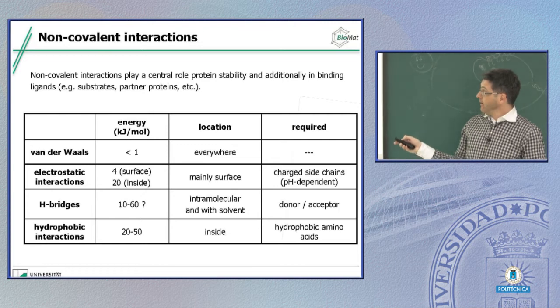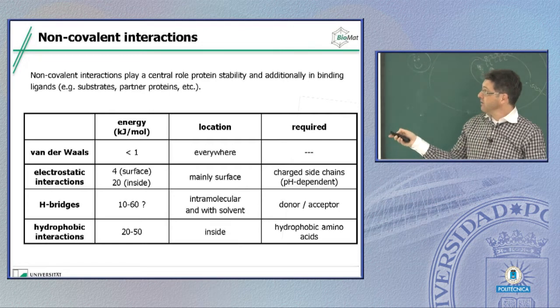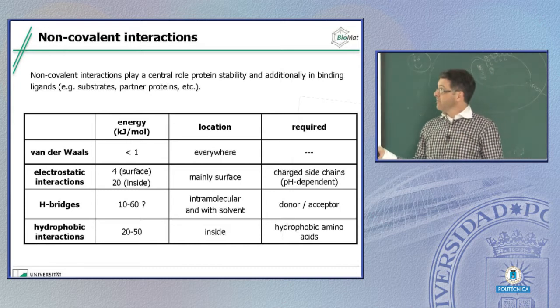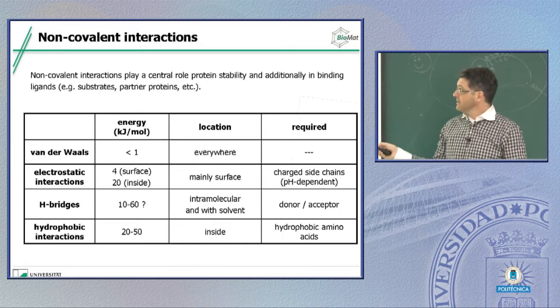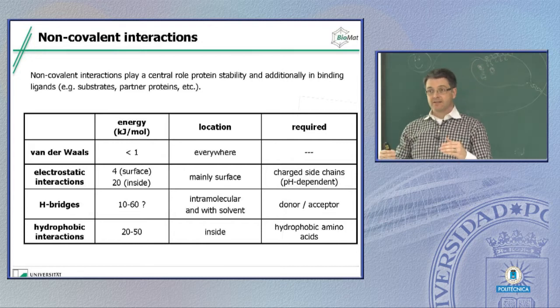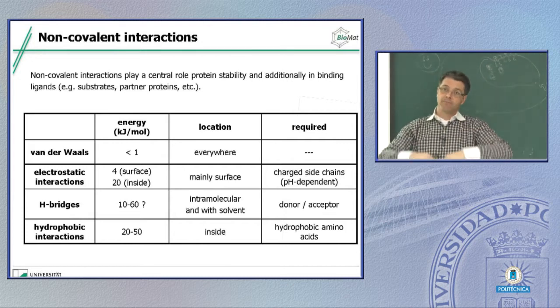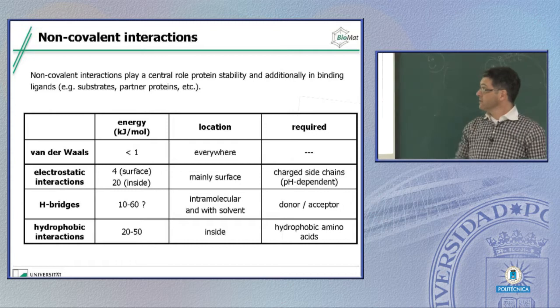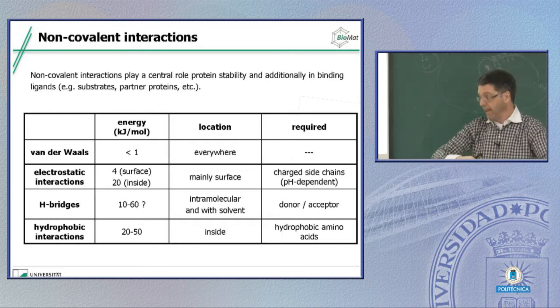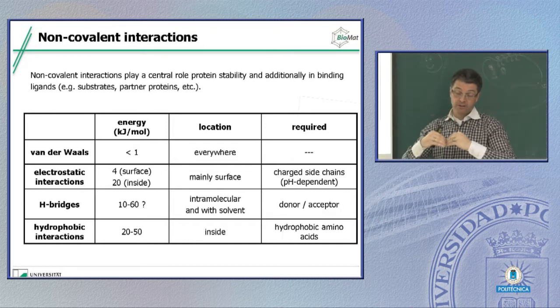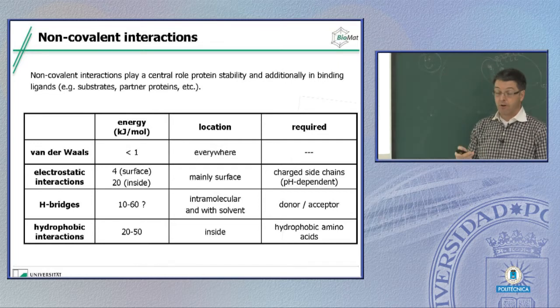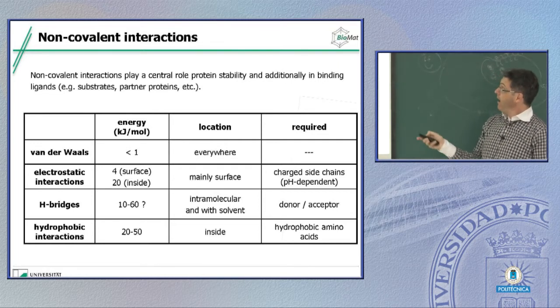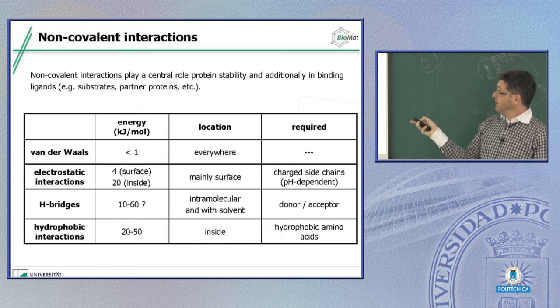However, if we check where electrostatic interactions are, they're typically on the surface. This is based on the fact that charged amino acids are typically hydrophilic, so they're pointing towards the solvent rather than pointing inwards, because pointing inwards is typically something that hydrophobic residues do. Of course, what we need is charged side chains, and of course, these electrostatic interactions are pH dependent.